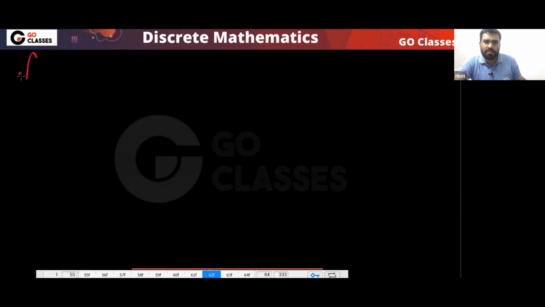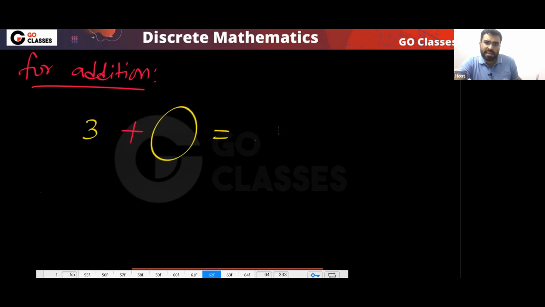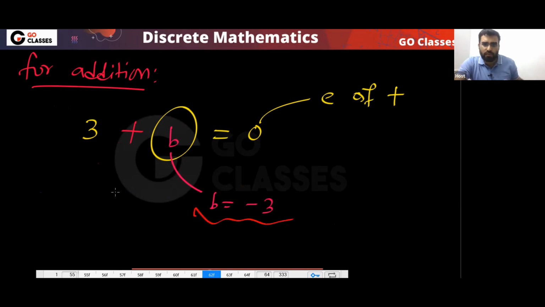Now for addition, if I ask you the inverse of 3, let's assume, then what should I put here so that I get the identity element of addition? Remember, this is the identity element of addition. So this B should be equal to minus 3. So for the addition operation, 3 inverse is basically minus 3. Okay, this is the idea.